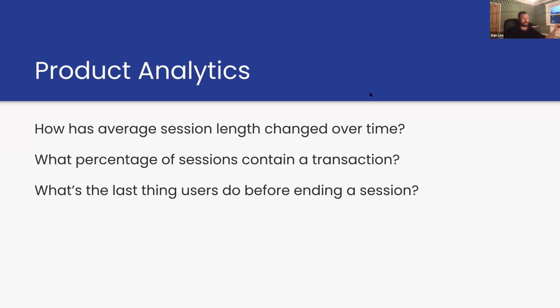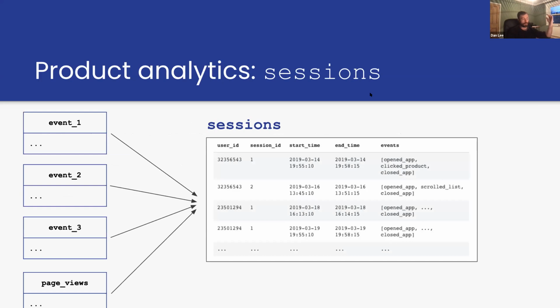What percentage of sessions contain a transaction or some usage of some feature? And what's the last thing people do before ending a session? Like, why do people ever leave the Dataform app? These are the kind of questions that we ask quite often. Answering them would follow a pretty similar complex process to that chain that we looked at before. So instead, we've built this simplified sessions table, which is our data model for doing product analytics.